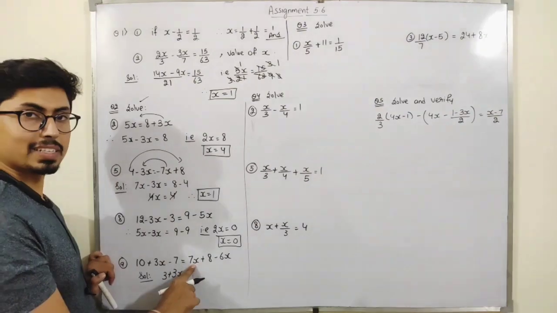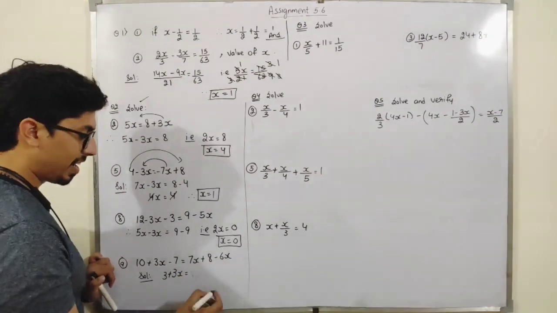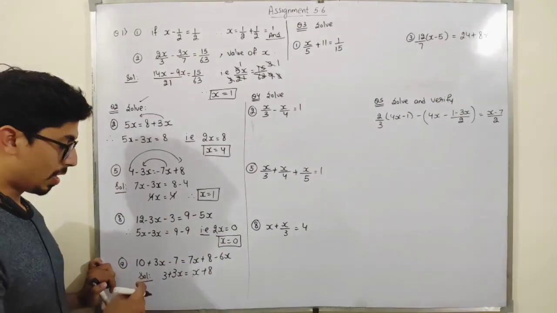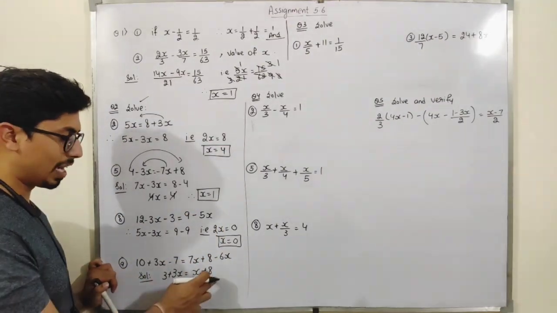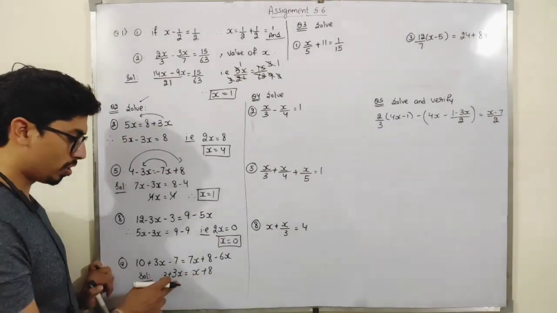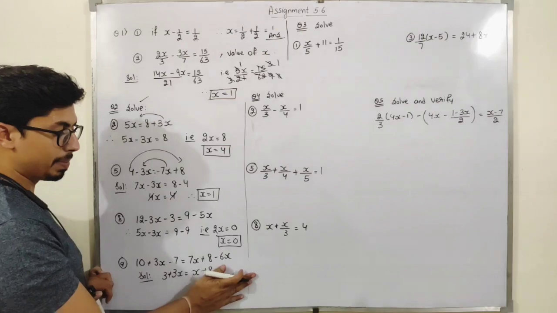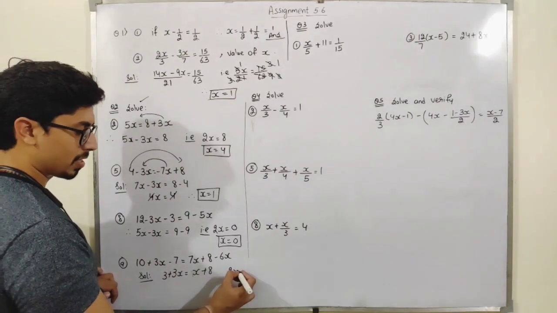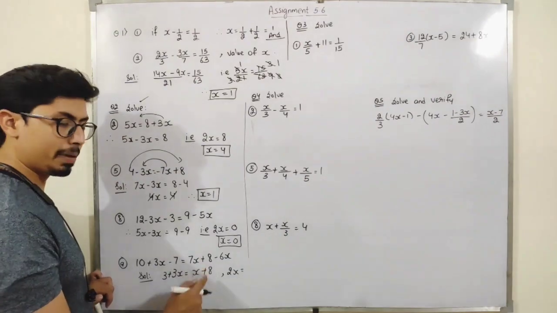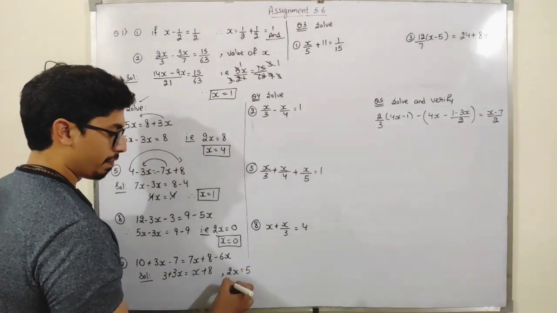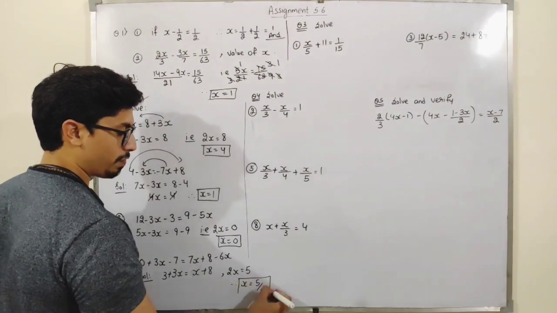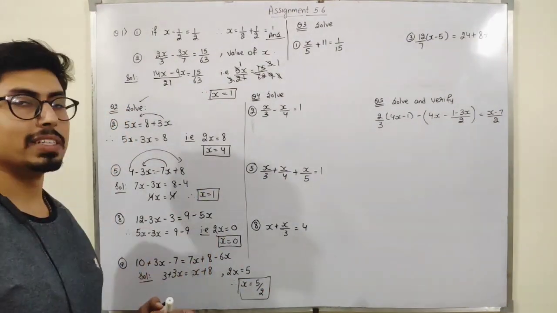Students, 7x minus 6x, I can write it like this, x plus 8. Now see students, 3 is positive, when it goes to the left hand side it will be negative, and this x is positive, when it goes there it will be negative. So 3x minus x will be 2x. And 8 minus 3 is 5. Therefore x is equal to 5 by 2. So x is equal to 5 by 2 is our required answer.